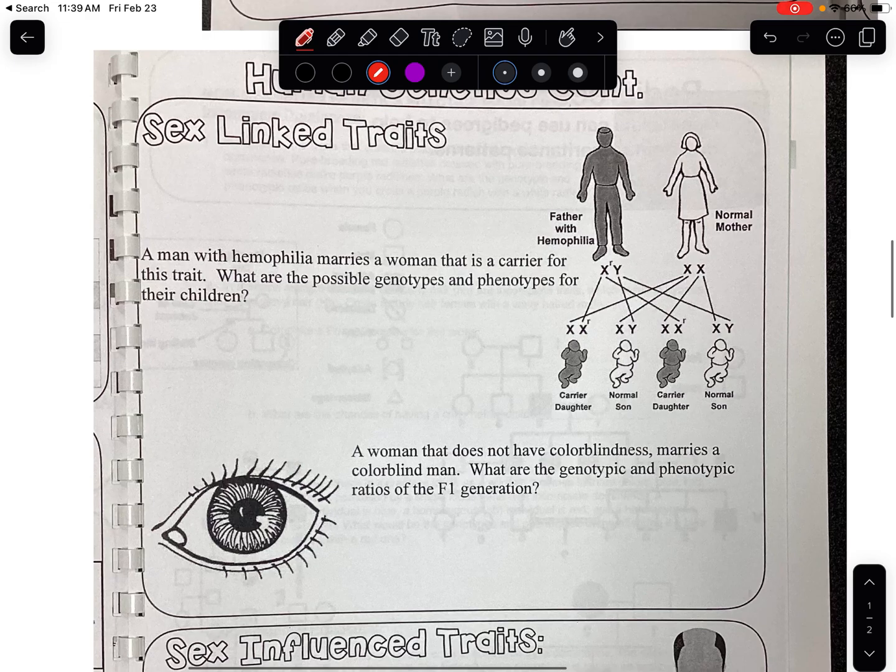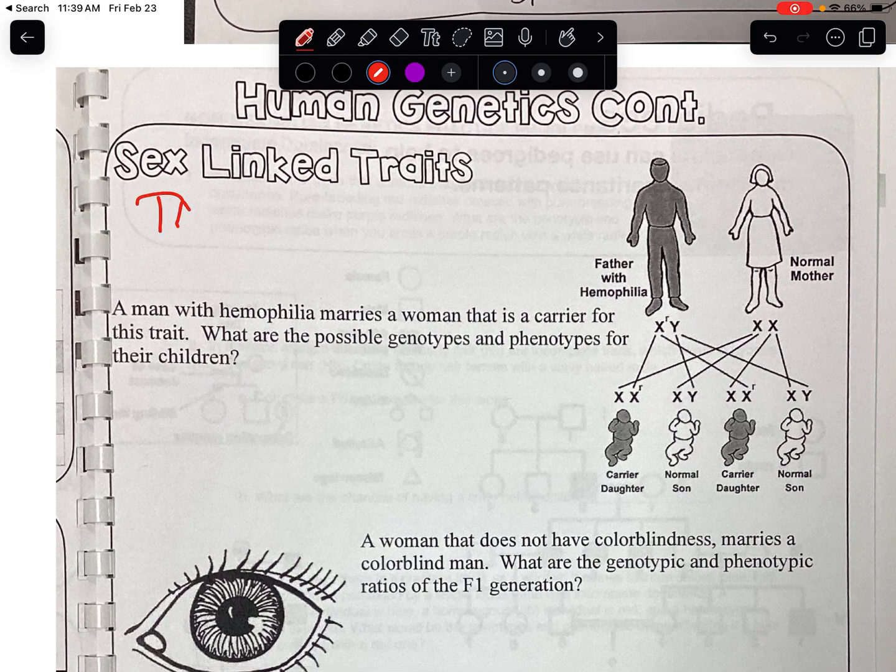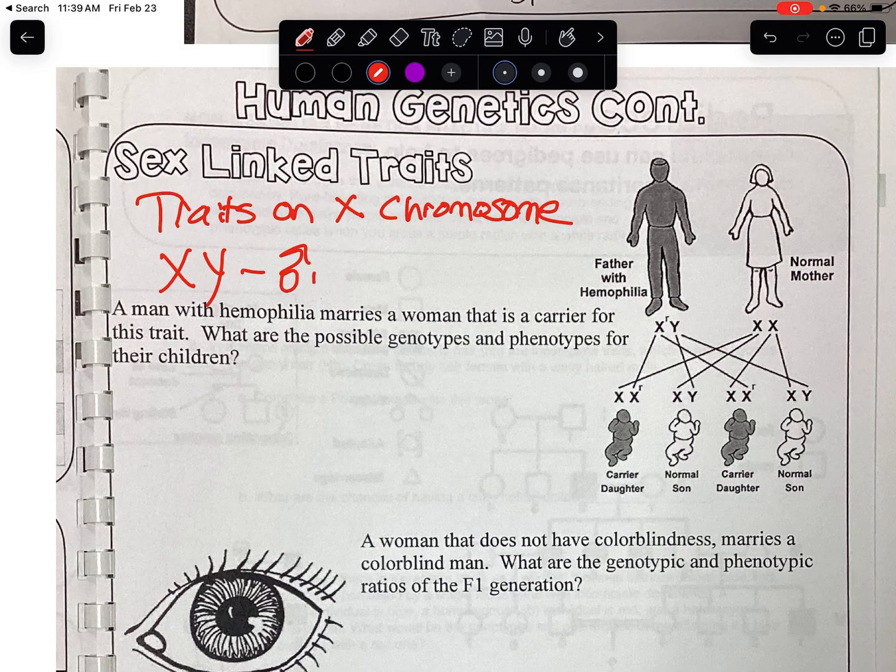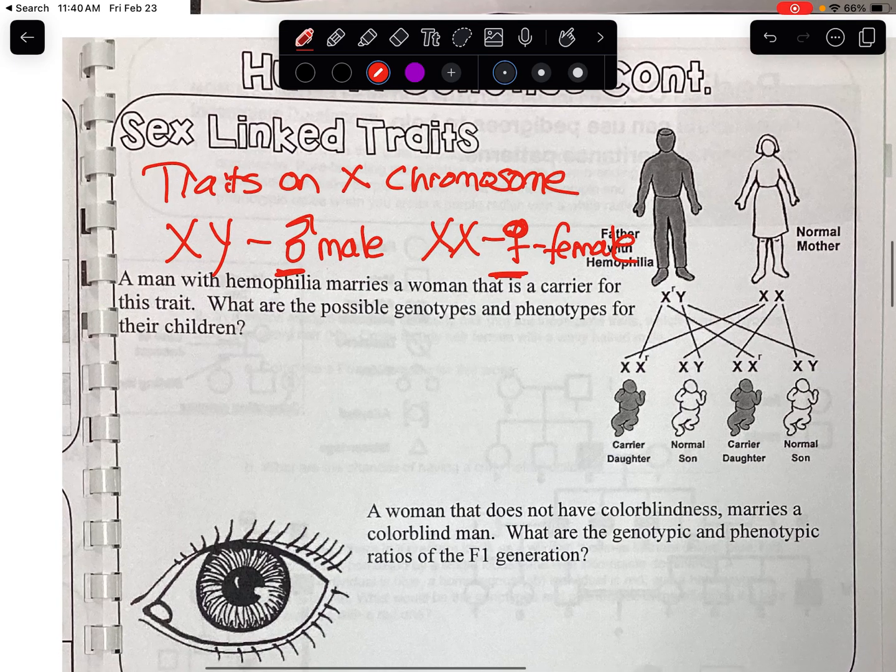Next page, sex-linked traits. These are traits on the X chromosome. So the easiest way to do this is dive into these. Oh, by the way, you do have to remember that that's a boy, right? Male. And then 2 X's is a female. You can use the symbols. Circle with an arrow is male, circle with a little cross is a female. Okay, so now you'll see that when I do the problem.